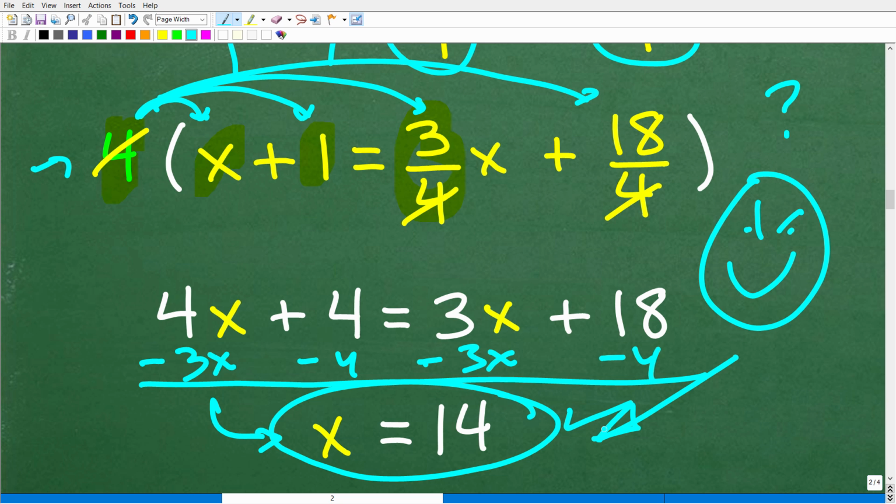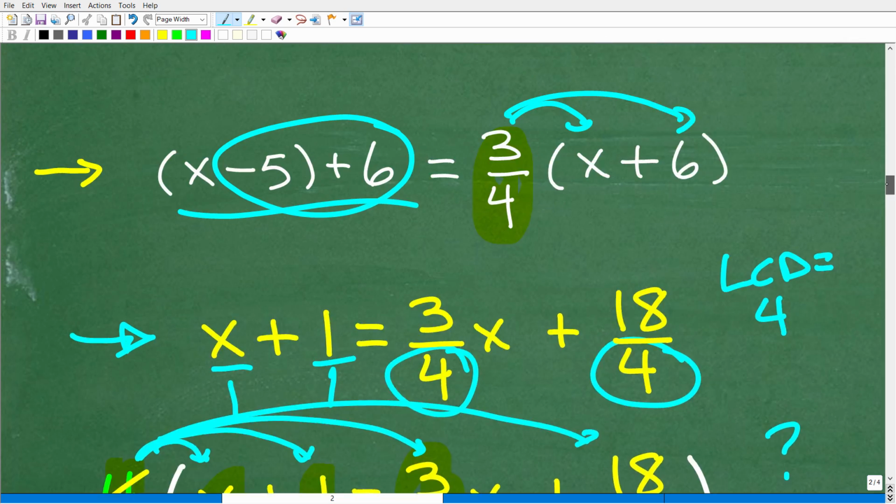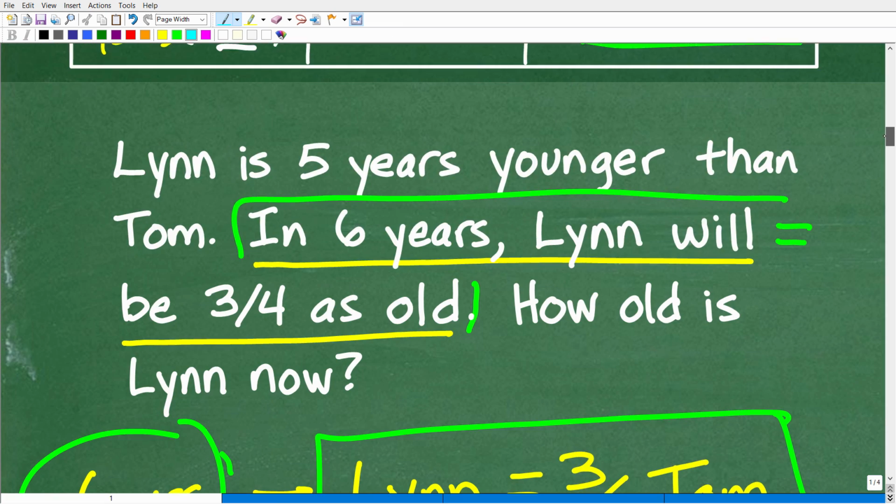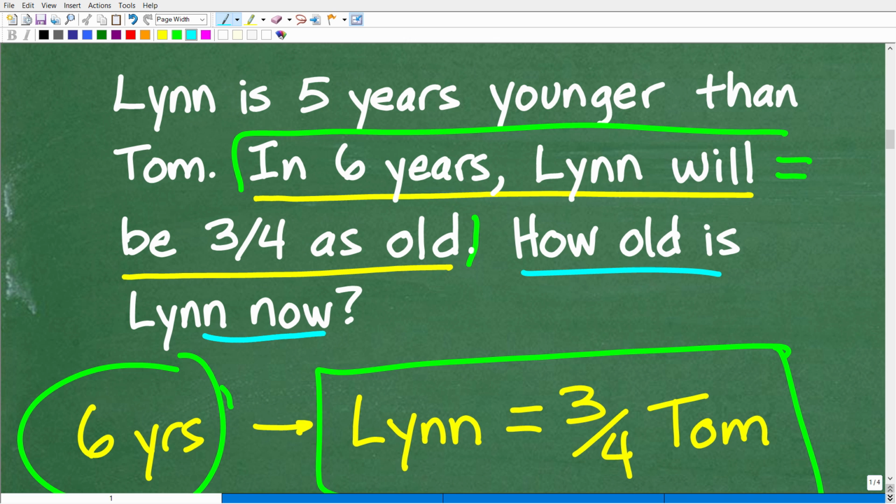Did you answer the question? No, we haven't answered the question yet. We just know that x is equal to 14. So you have to always circle back when you are done with working a math word problem or any problem in math. Always stop and pause and ask yourself, did you answer the question? We have not answered the question. What is the question? The question is, how old is Lynn right now?